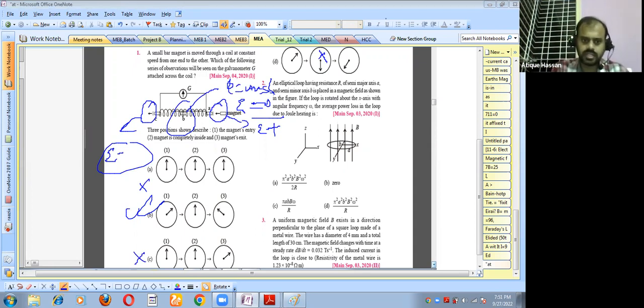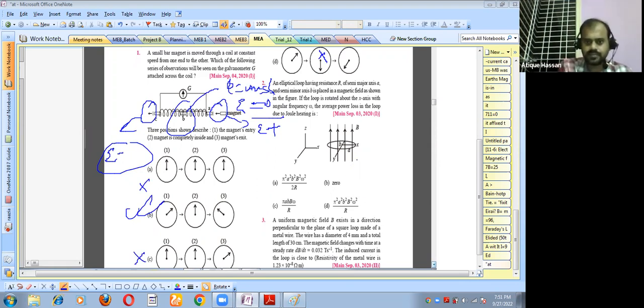All right. So this is a JEE 2020 question. Now try question number 2. This is also a JEE 2020 question. Try the second question. I will give you a hint.